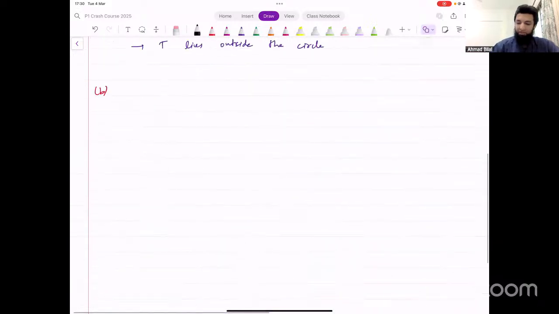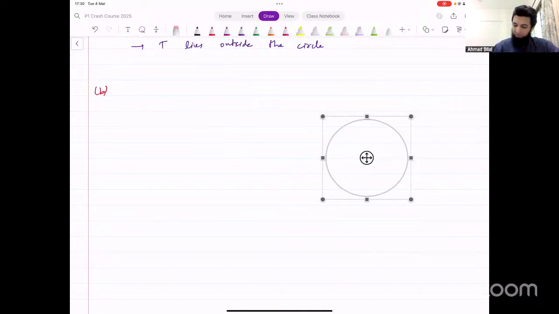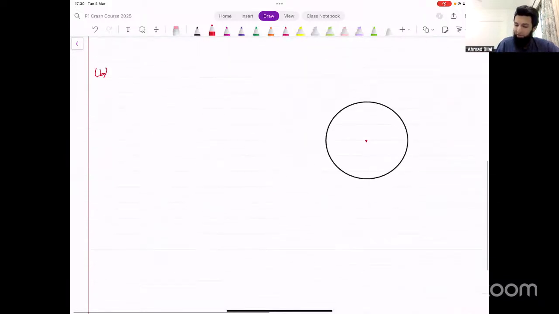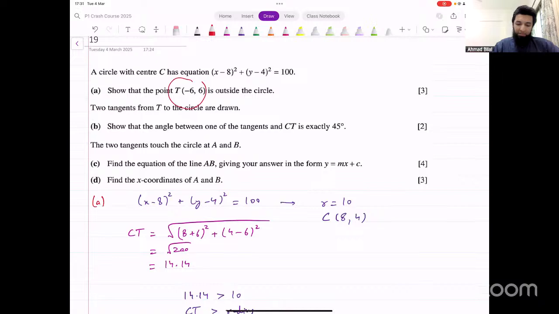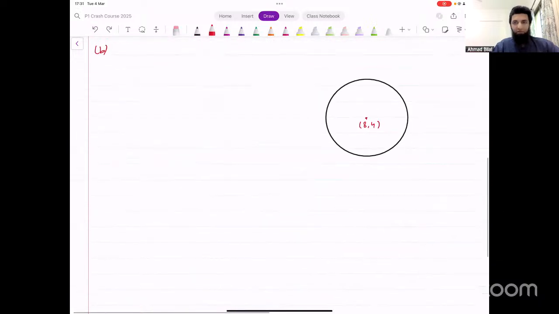Draw a rough sketch. So let's say we have a circle that looks like this. Okay, so this is a circle that we have. There is the center of the circle here. It has coordinates (8, 4). This is point (8, 4). T is outside the circle. We have proved that in the first part.